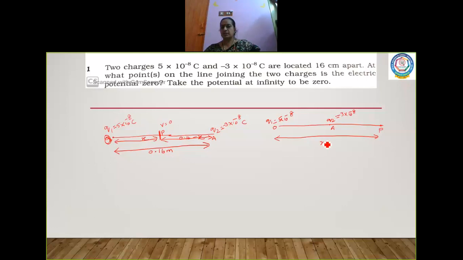You understood the diagram. Now the distance between these two charges becomes 0.16. Here we took the distance from Q1 to P as x. The same I have done here, provided the point is here. And the distance between the two charges is 0.16. Now this distance will be x minus 0.16.